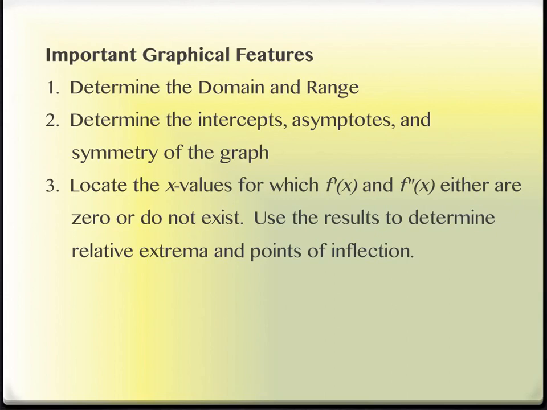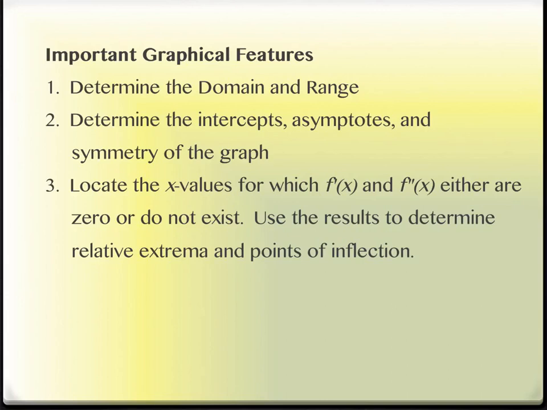Okay, intercepts. Your x-intercept is when y equals 0, and your y-intercept is when x is equal to 0. So you often do a little bit of algebra setting something equal to 0 and solving. Asymptotes. If there are asymptotes, they happen when the denominator is 0, right? Symmetry. Symmetry is not something that we've talked about very much.